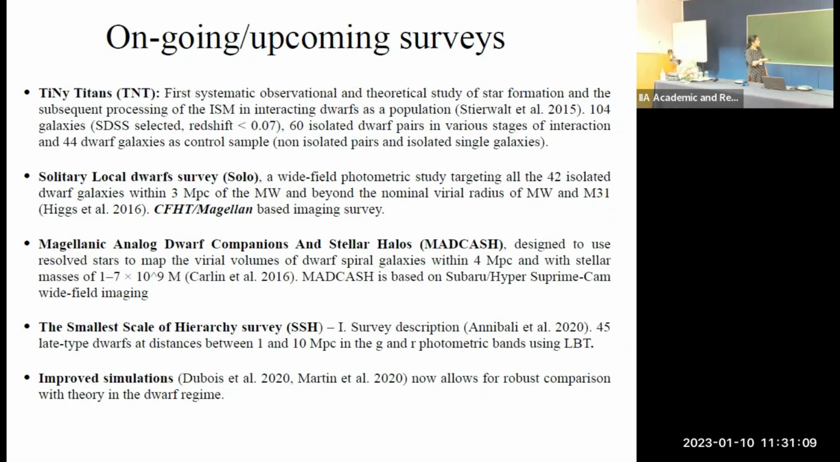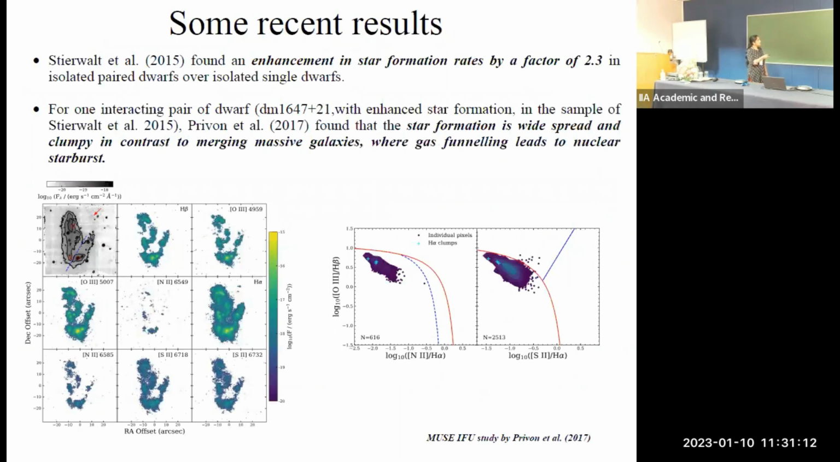Based on these results, these are some of the interesting findings. This group found an enhancement in star formation rates by a factor of 2.3 in isolated pair dwarfs over isolated single dwarfs. And in one of the interacting systems, here this is Arp 1647+21, they found enhanced star formation in the sample. They did the MUSE IFU survey and found that this star formation is widespread and clumpy, in contrast to merging massive galaxies where the gas funneling leads to nuclear starbursts. So there are a lot of recent studies in this area.